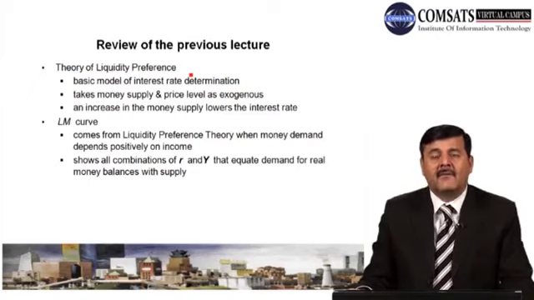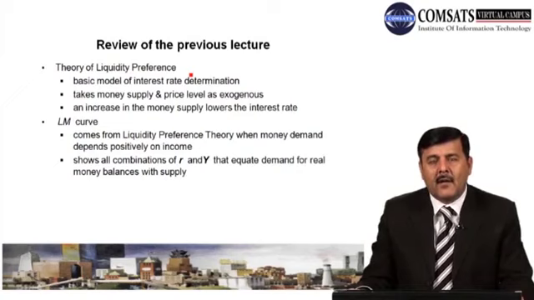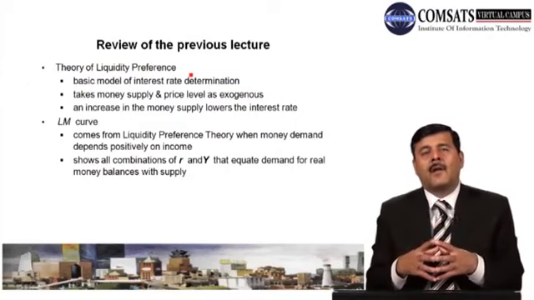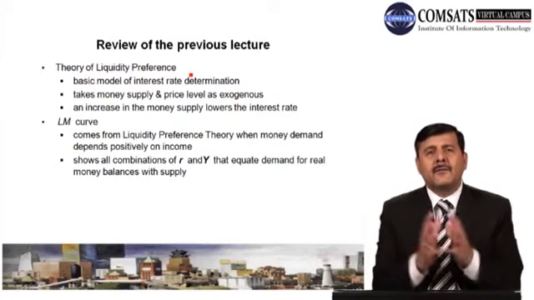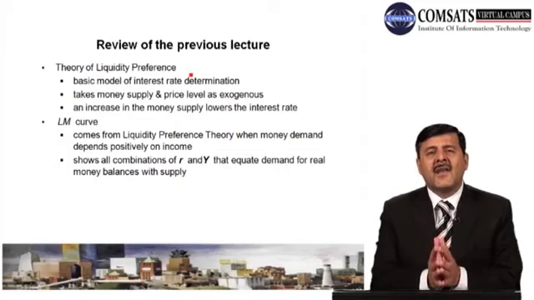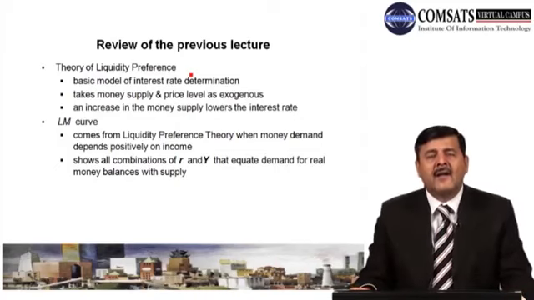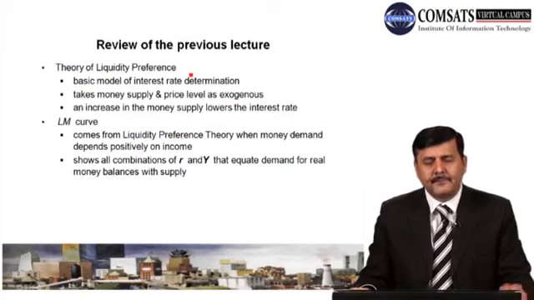After that, we combined these two curves, the LM curve and the IS curve, which was derived in an earlier lecture. We combined the two and made the IS-LM model, and by combining these two curves, they give us a unique combination of R and Y that satisfies equilibrium in both markets, the money market and the goods market.